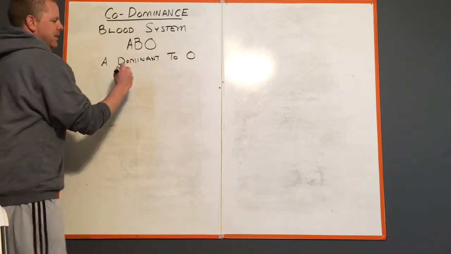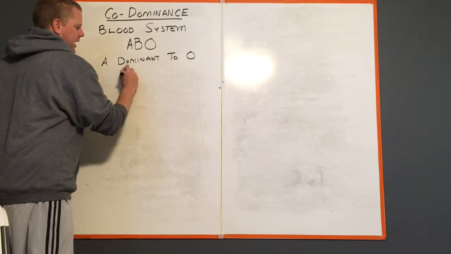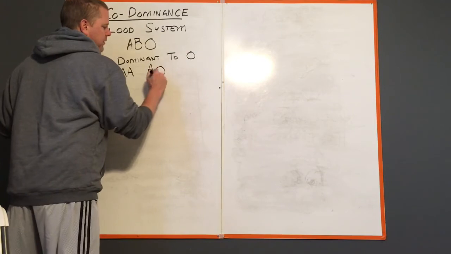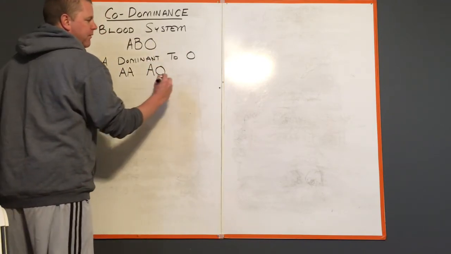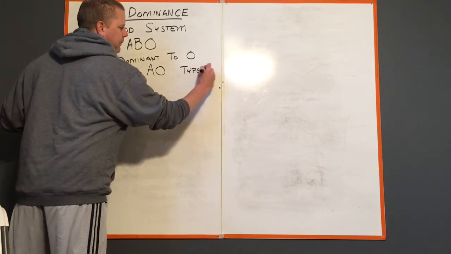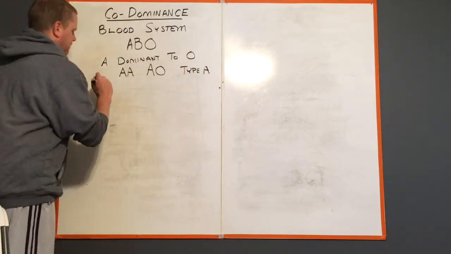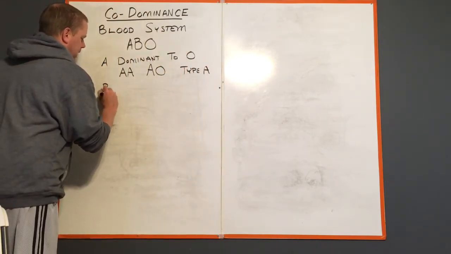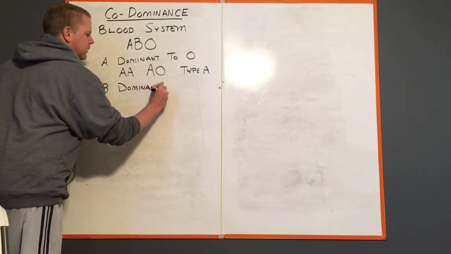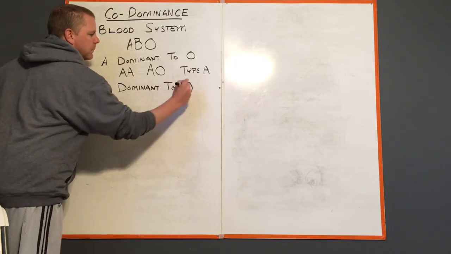So what ends up happening is, of course, AA gives A blood, right? But AO, the A masks the O, therefore these people end up with type A blood. We're going to make a chart about this in a second. And then B is also dominant to O as well, okay?